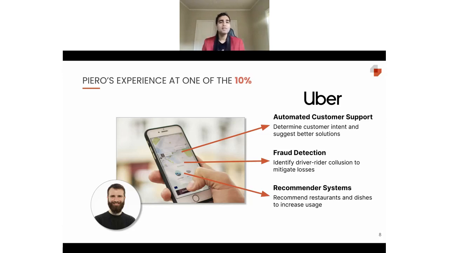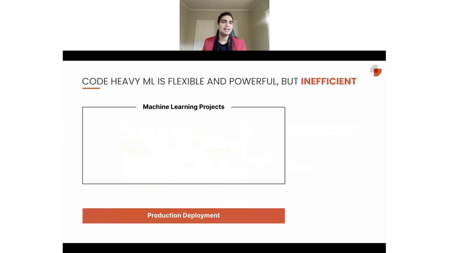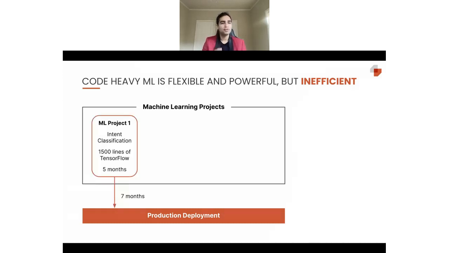So Piero had all of these different use cases that he worked on at Uber that were really delivering bottom line impact. But from his perspective as a data scientist, he started off essentially approaching it, I think, like almost everyone approaches machine learning as they start off on projects today. And that's by writing a lot of intensive code. And so the first project that he worked on, intent classification, was about 1,500 lines of TensorFlow code. It took 5 months to develop and 7 months to deploy.